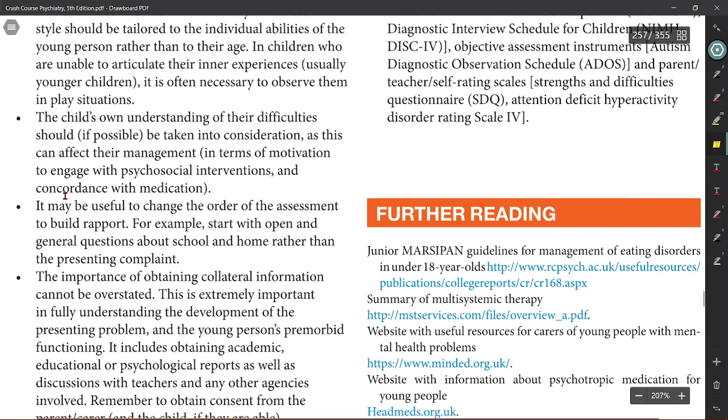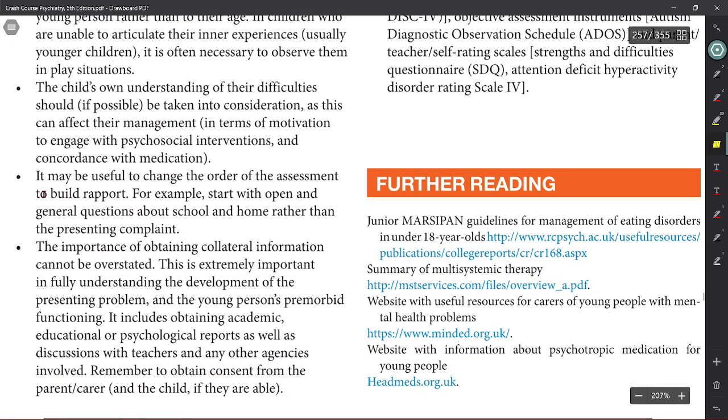It may be helpful to change the order of assessment to build rapport. For example, start with open and general questions about school and home rather than the presenting complaint. The importance of obtaining collateral information cannot be overstated. This is extremely important in fully understanding the development of the presenting problem and the young person's premorbid functioning. It includes obtaining academic, educational, or psychological reports, as well as discussions with teachers and any other agencies involved. Remember to obtain consent from the parent or carer and the child if they are able.